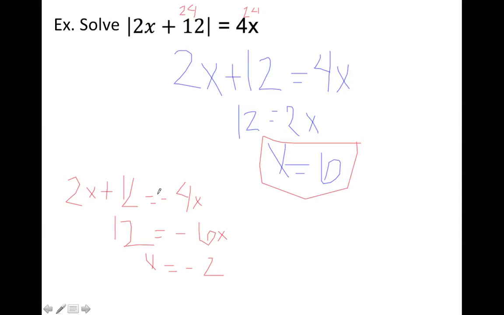Then we got to try negative 2. So plug in negative 2. 2 times negative 2 is negative 4, plus 12, and we get 8. Plug it in over here, we get 4 times negative 2, which is negative 8. Now, before, remember the absolute value is a distance from 0. Distance can never be negative, so x equals negative 2 is not a solution because you can never have an absolute value equaling a negative number. I'd write that down. Again, you cannot have an absolute value that equals a negative number.